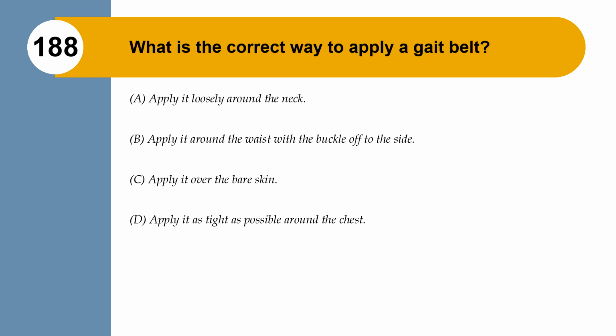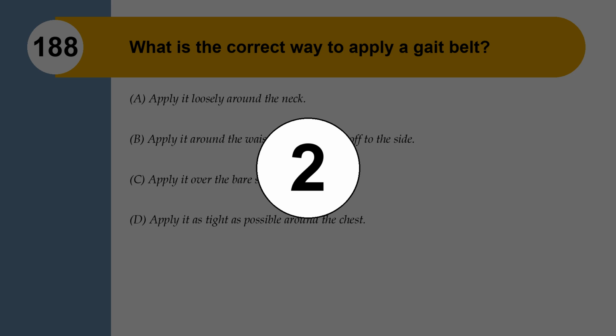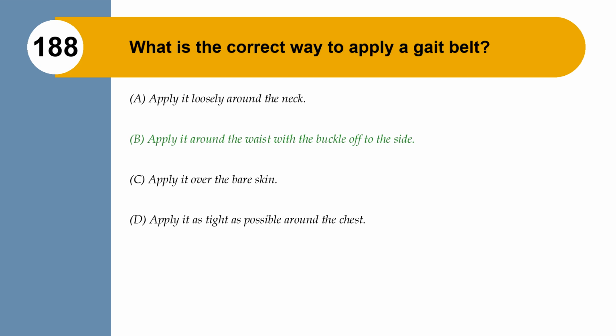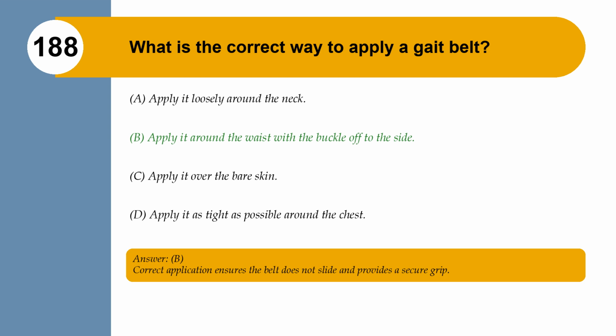Question 188. What is the correct way to apply a gait belt? Option A, apply it loosely around the neck. Option B, apply it around the waist with a buckle off to the side. Option C, apply it over the bare skin. Option D, apply it as tight as possible around the chest. The correct answer is option B. Apply it around the waist with a buckle off to the side. Explanation. Correct application ensures the belt does not slide and provides a secure grip.